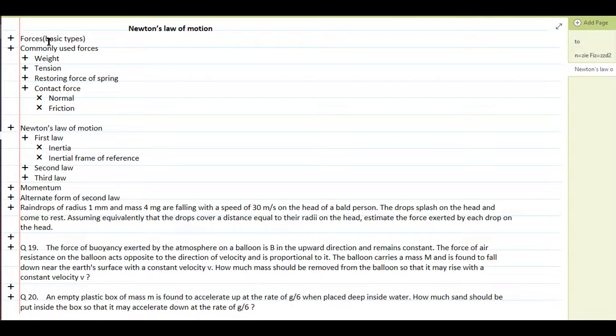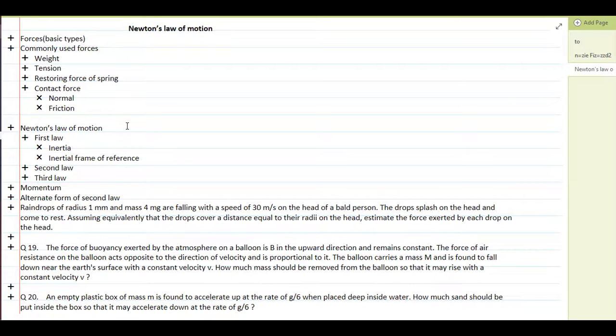First, we are going to discuss the basic types of forces, which include gravitational force, electrostatic force, nuclear force, and strong force and weak force. Those forces we will discuss. Then we will see the commonly used forces: weight, tension, spring force, and contact force, their magnitude and direction, and in what way they act.